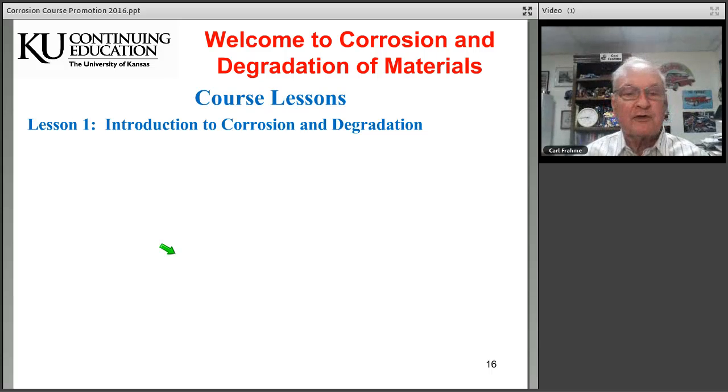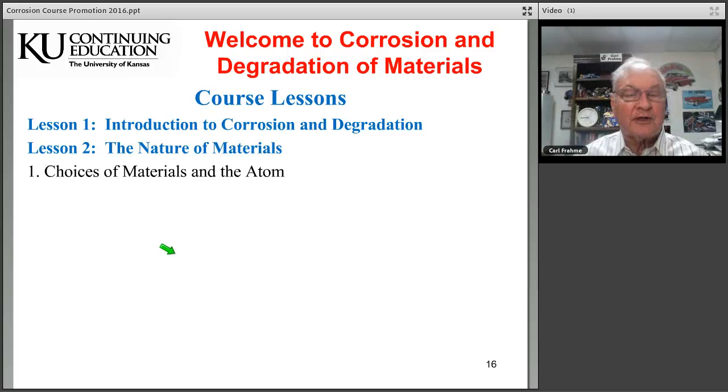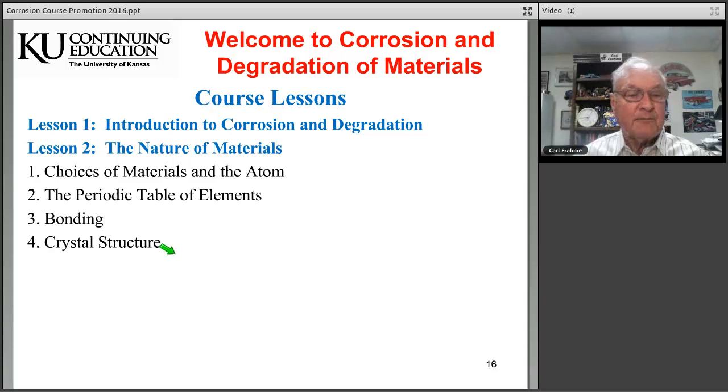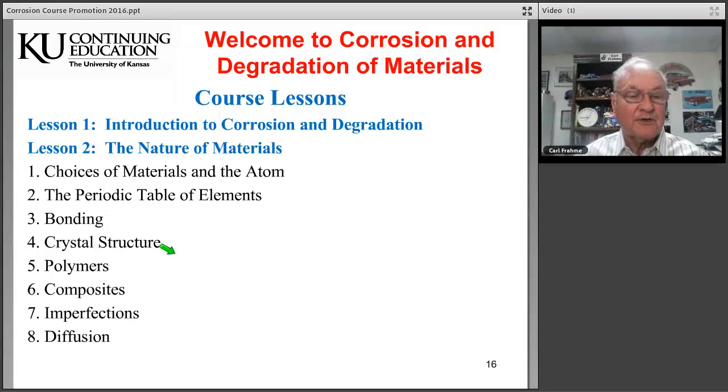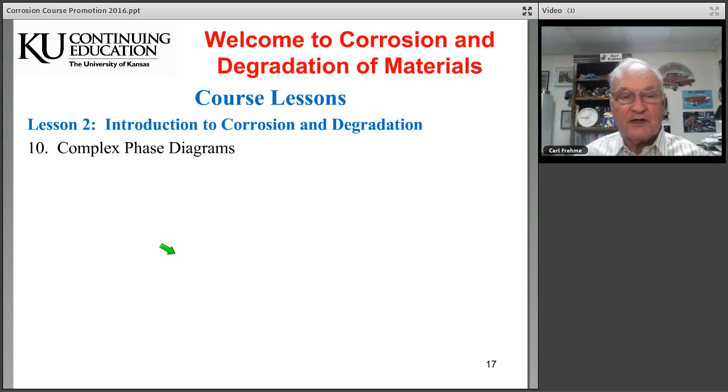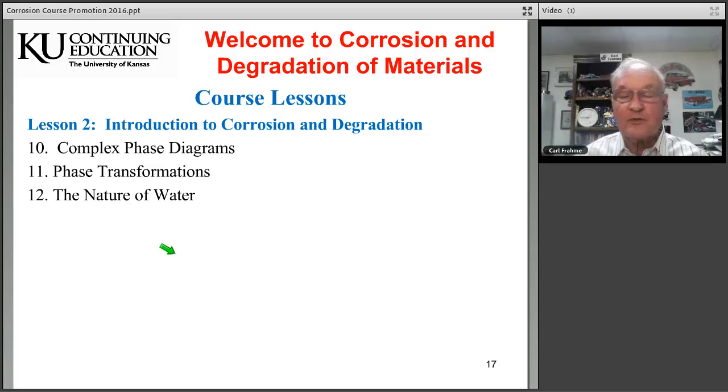Lesson 1 is Introduction to Corrosion and Degradation. Lesson 2 is the nature of materials, and the sessions are choices of materials and the atom, the periodic table of elements, bonding, crystal structure, polymers, composites, imperfections, diffusion, simple phase diagrams. Continuing Lesson 2, complex phase diagrams, phase transformations, the nature of water.